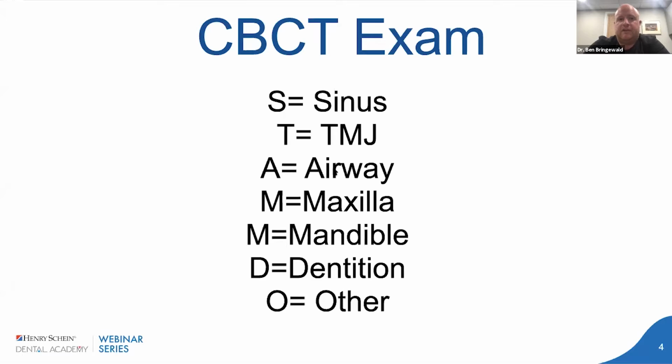We go top through bottom, then we go left to right, and then we go front to back. And in those areas, what we look for is anything that's off in the sinus, the TMJ, and if you have a big enough field of view, the airway, if it gets captured. Then the maxilla, the mandible, any sort of hard or soft pathologies that could be there, and then the dentition. I think if you follow that kind of script, it can take some of the stress out of the worry that you may be missing any sort of pathologies.